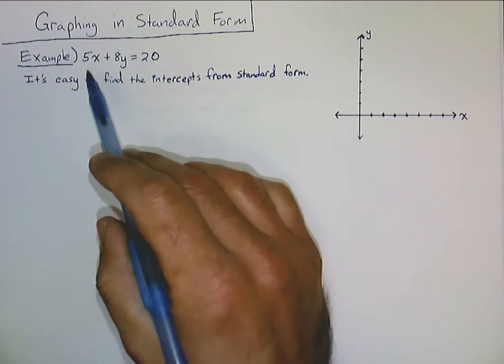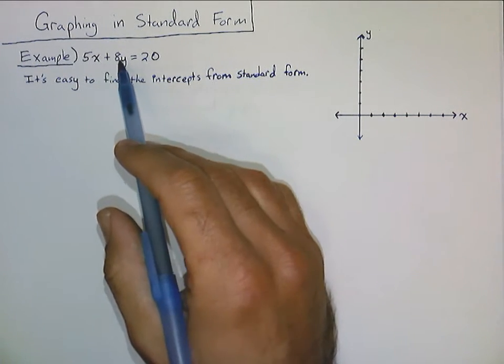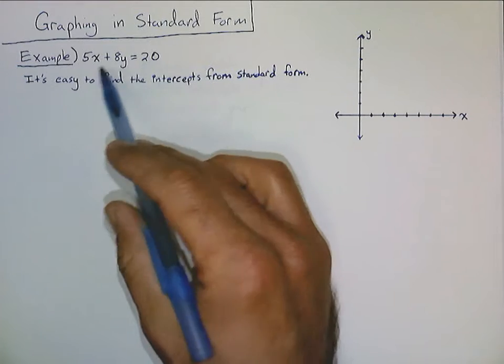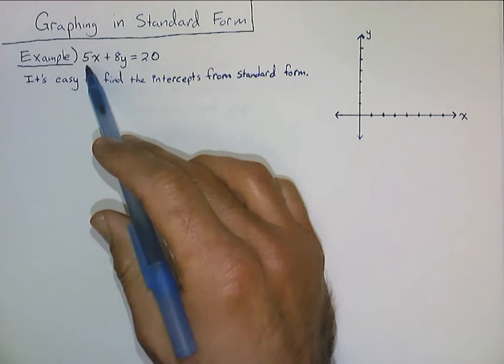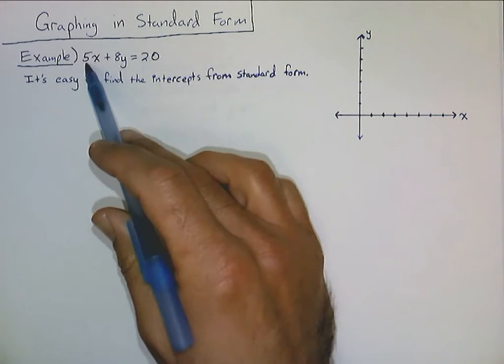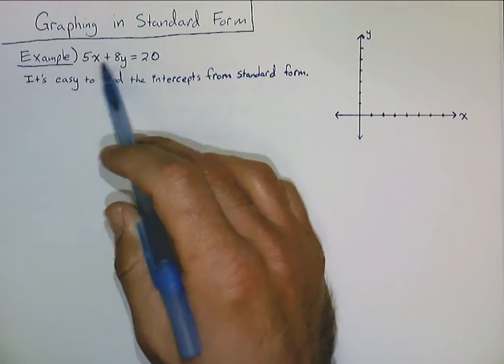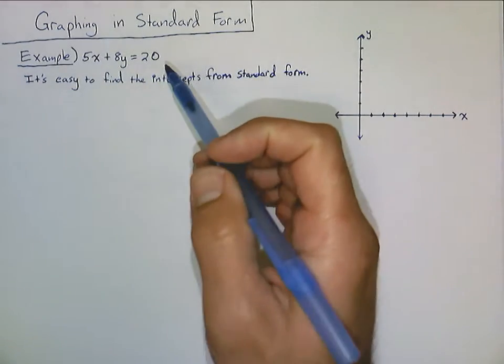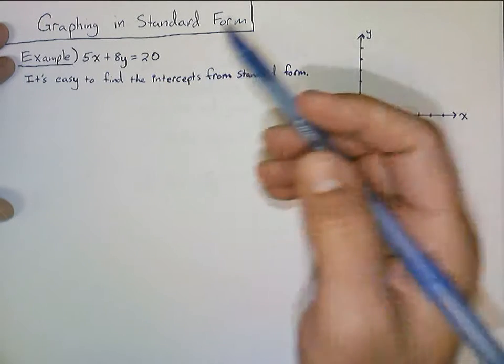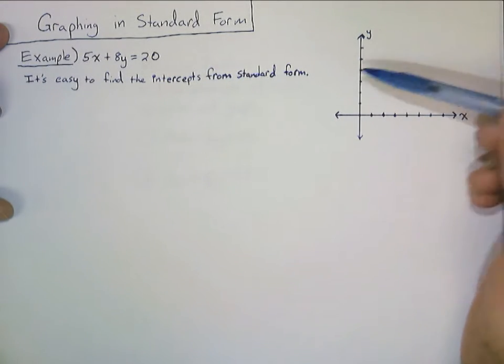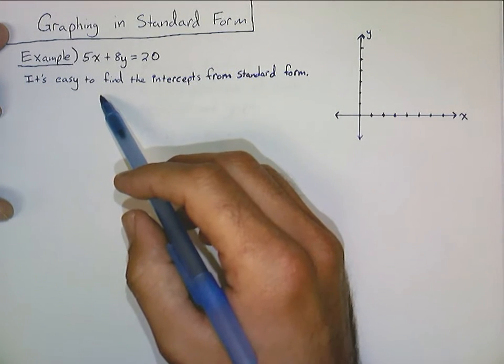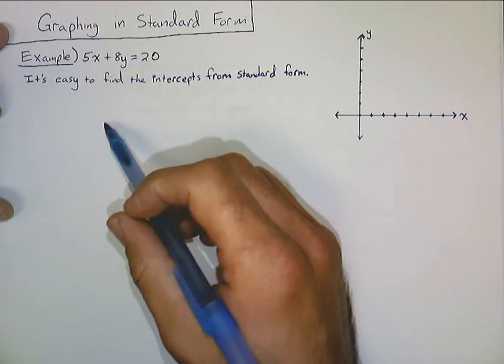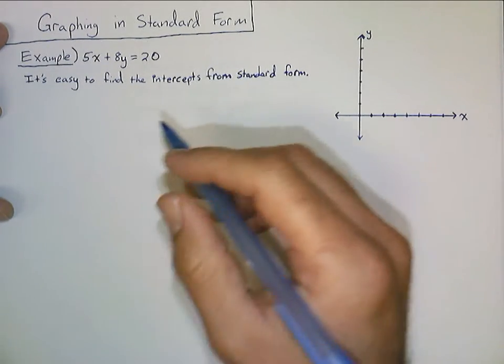We've got this standard form equation, 5x plus 8y equals 20. Of course, it's in simplified standard form, a is positive, and we have our three constants here, the coefficients of x and y, and the constant 20, are all relatively prime. And the big idea here is that it's really easy to find the intercepts when you have a standard form equation. And let's go through why.